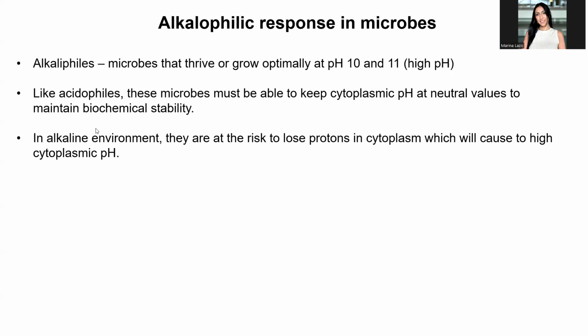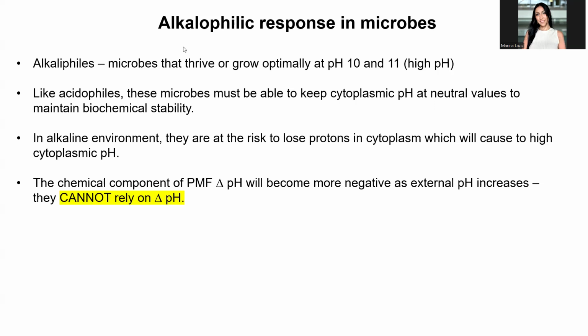So the risk that these alkaliphilic organisms face is losing protons from the cytoplasm. If they export protons actively like a normal neutrophilic organism would, OH- ions from the environment would come in and alkalinize their cytoplasm, so they wouldn't have a neutral environment. They're trying to prevent that from happening. The chemical component of PMF, which is delta pH, becomes more negative as the external pH increases. That means they cannot rely on the chemical component, delta pH.